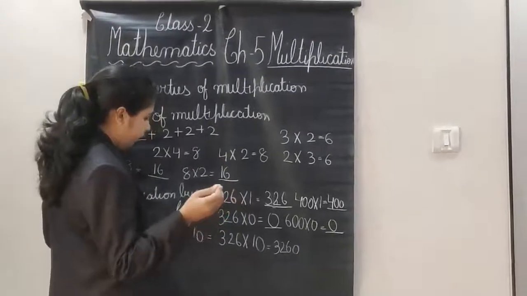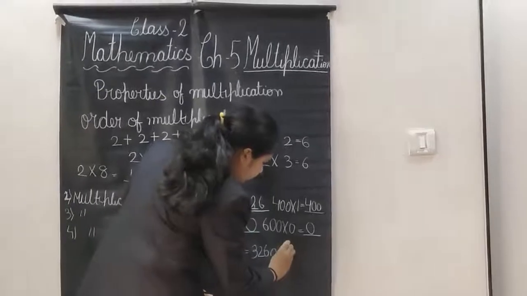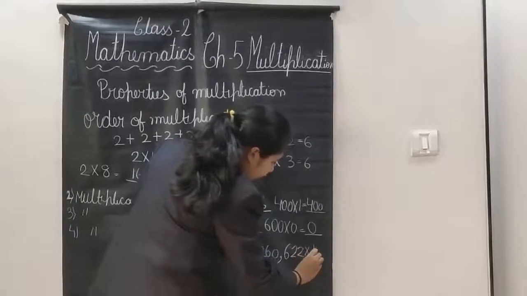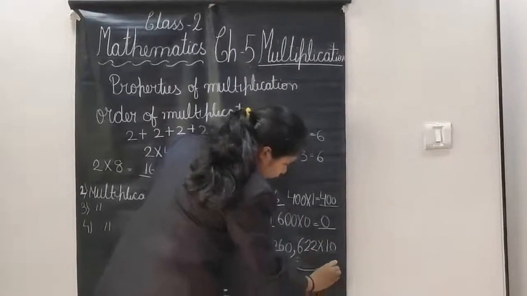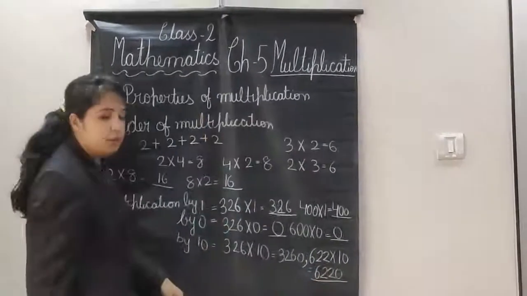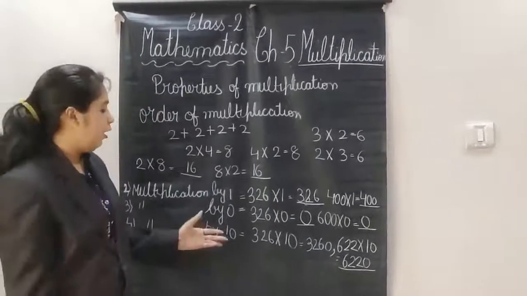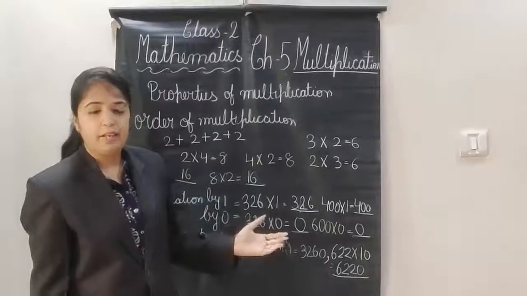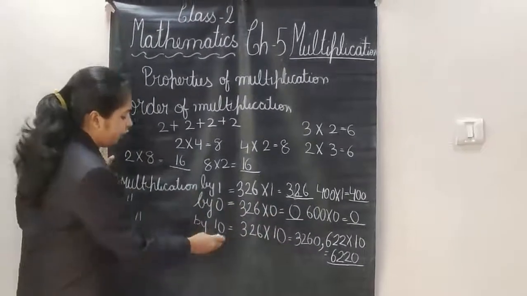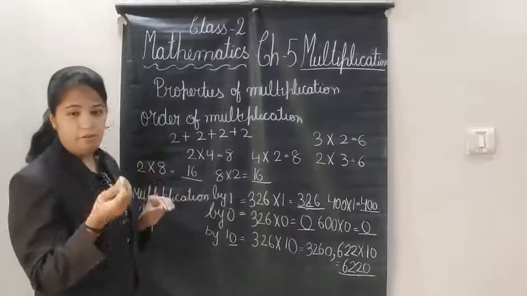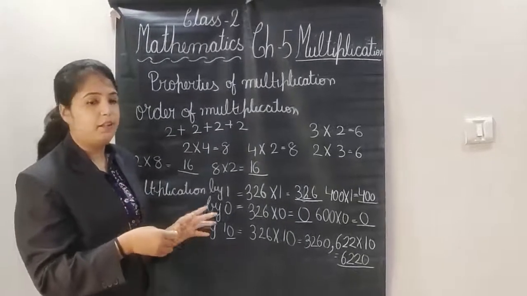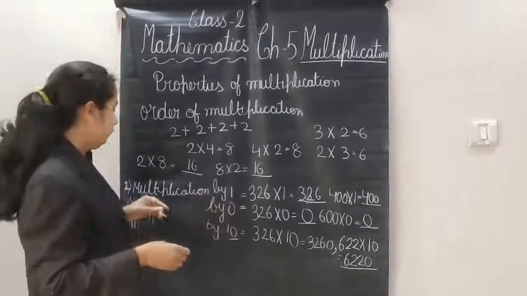Now I am taking one more number, which is 622 into 10. So the answer will be 622 and I will add one 0 extra. In multiplication, however many zeros are there, we have to add the same number of zeros. Like in 10, one 0 is there, so you have to add one 0. If there are more zeros, you have to add 2 zeros, 3 zeros, according to how many the multiplicand has.